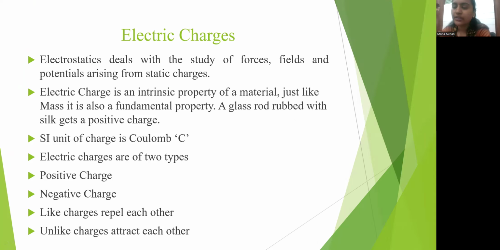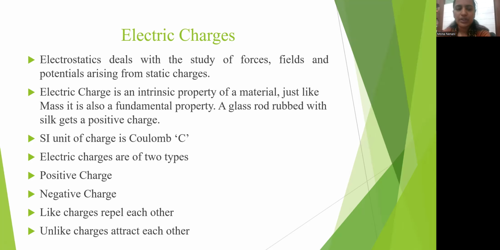So what are static charges? The charges which are at rest. When we study the forces, fields, and potential arising from these charges at rest, this branch of physics is called electrostatics.